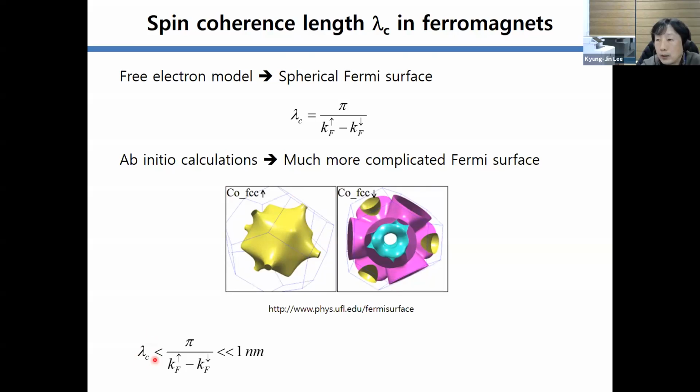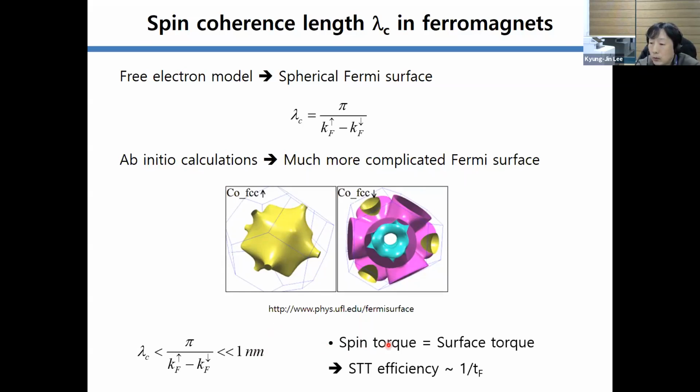So the spin coherence length lambda c is actually much shorter than 1 nanometer, which means your transverse spin current is abruptly absorbed at the very interface of the ferromagnet. So spin torque in a ferromagnet is a surface torque, and the spin torque efficiency is inversely proportional to the ferromagnet thickness, because everything is determined at the interface. When you increase the thickness of the ferromagnet twice, you need twice larger current to get the same effect.